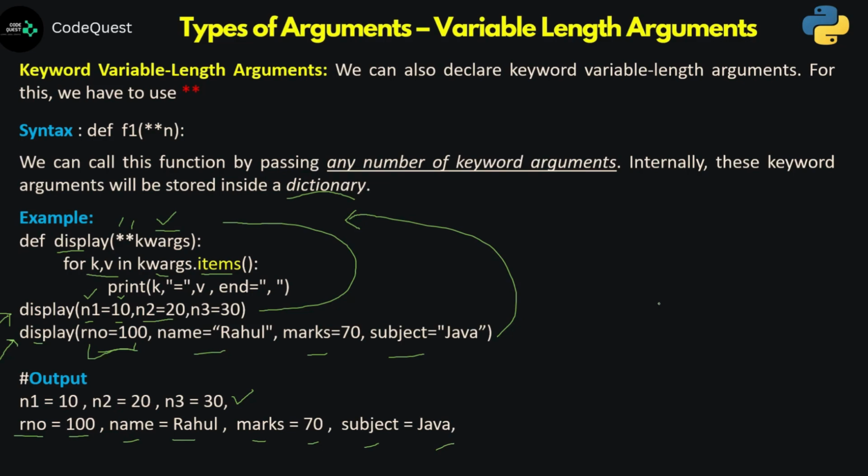So the basic difference between keyword variable length arguments and variable length arguments is that the elements are taken up in the form of a dictionary in case of keyword variable length arguments, whereas in variable length arguments the items or elements are stored inside a tuple.